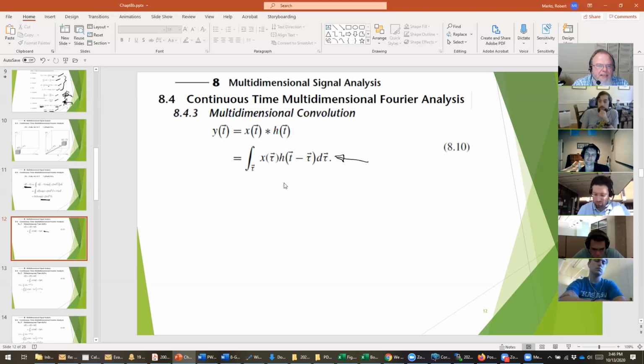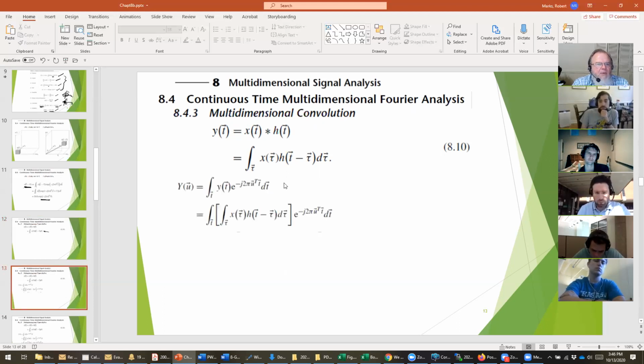So here is the definition. We're going to start with the Fourier transform of y of t. This is the Fourier transform of y of t, right? This is the same y of t that's up here. And now we're going to simply take the definition of y of t and we're going to substitute it into this integration.